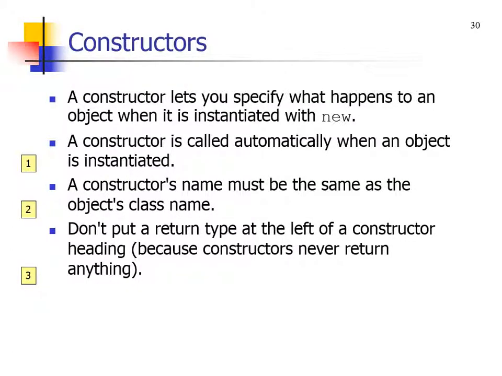All a constructor does is it lets you specify what happens to an object when it's instantiated with new. That's really all a constructor does. It's called automatically when the object is instantiated, and it's got to be the same name as the class. And don't put a return type at the left of the constructor heading, because constructors never return anything.